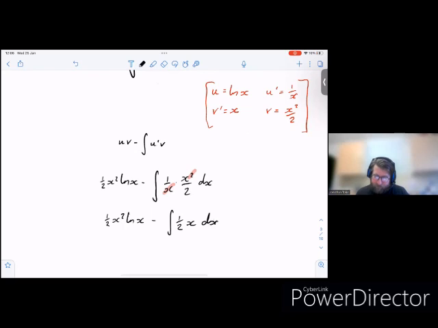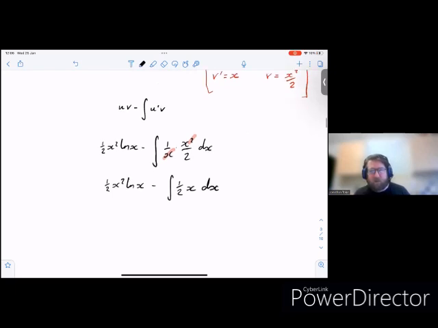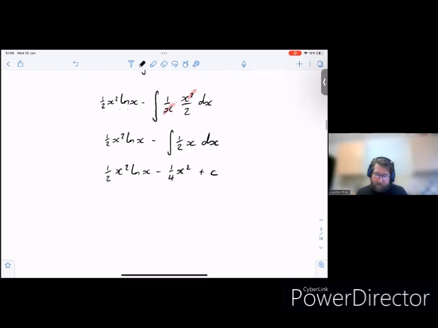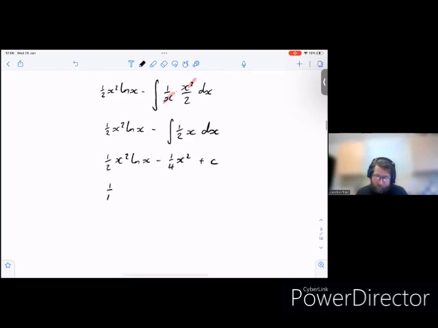Again, normally I would take the half out, but I've just left it in. From the previous question, taking the half out didn't actually make it any easier, so I'm just going to leave it this time. Half x squared log x minus 1 over 4 x squared plus c. And factorising again, we've got a common factor of a quarter x squared times log x minus 1.